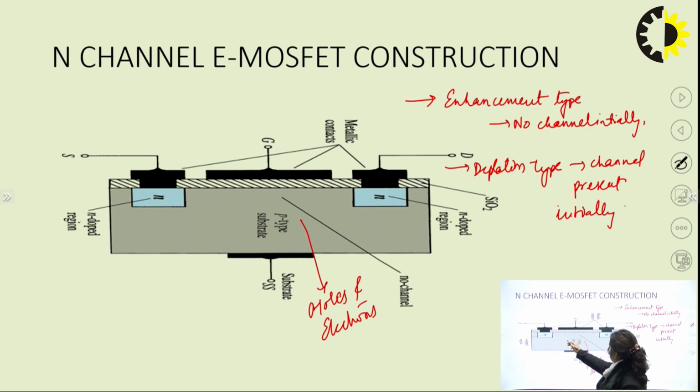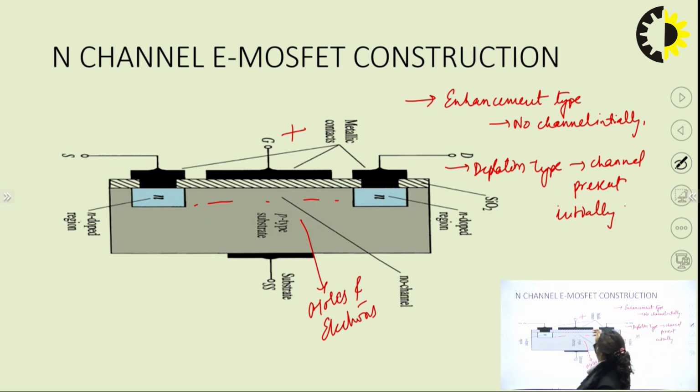So if we want to form the N type of channel, we have to apply a positive voltage here. Then this positive voltage will attract all the negative carriers from the P type of substrate, and it will form a layer of the channel in between the source and the drain. So in this way we can create the N channel enhancement type of MOSFET.